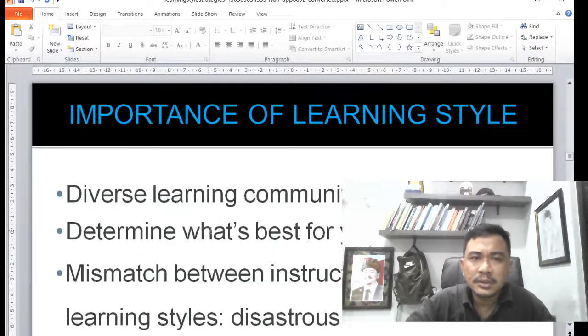So why is learning style important? We know there are diverse learning communities. You might experience this, and then determine what's best for your students. Every student has their own characteristic. Mismatch between instruction and learning style can create disaster. Okay, this is the highlight: why knowing learning style is very important for you as a teacher.